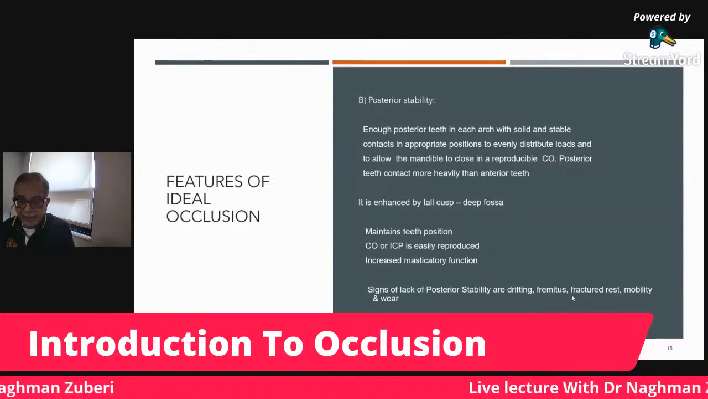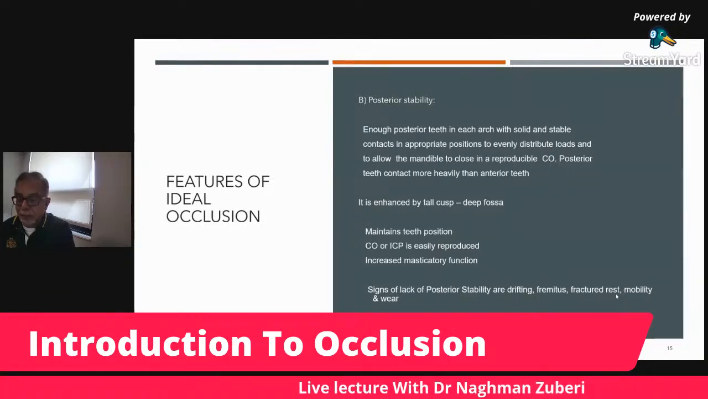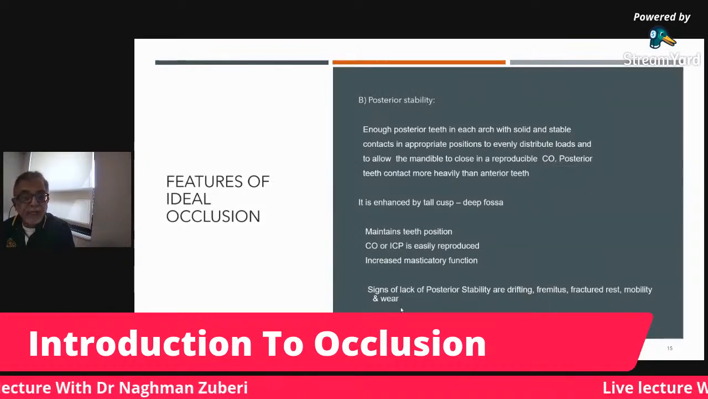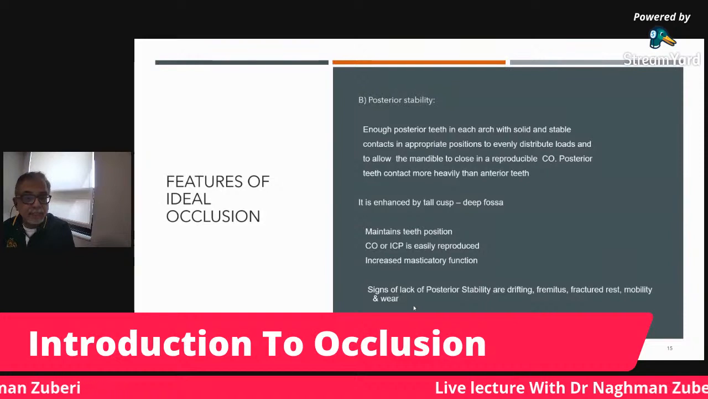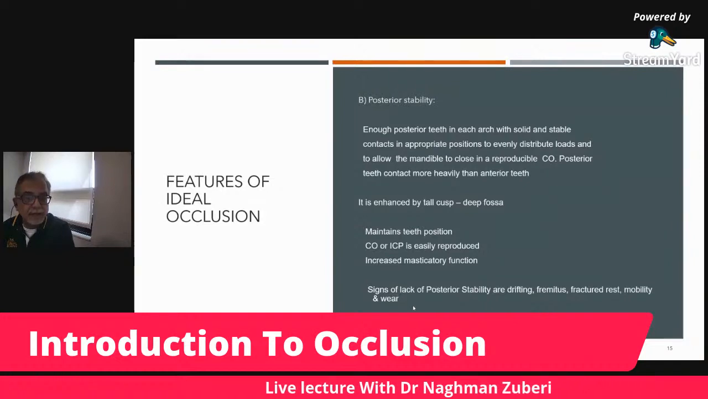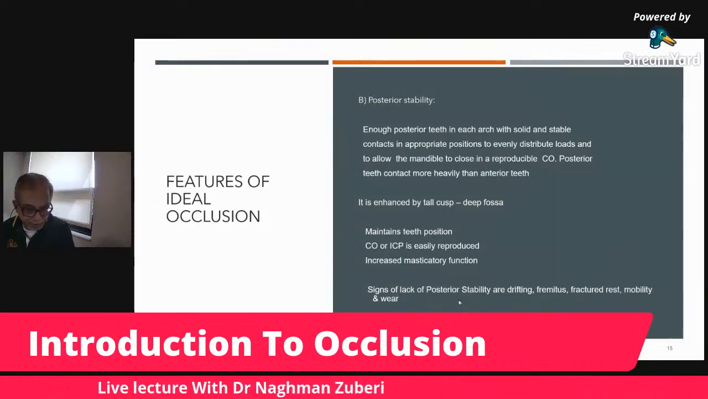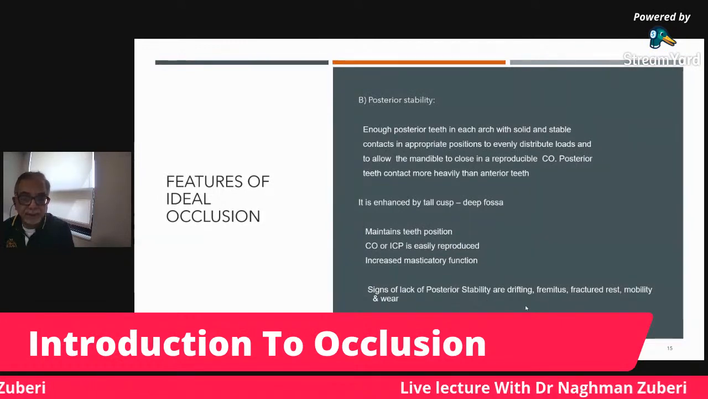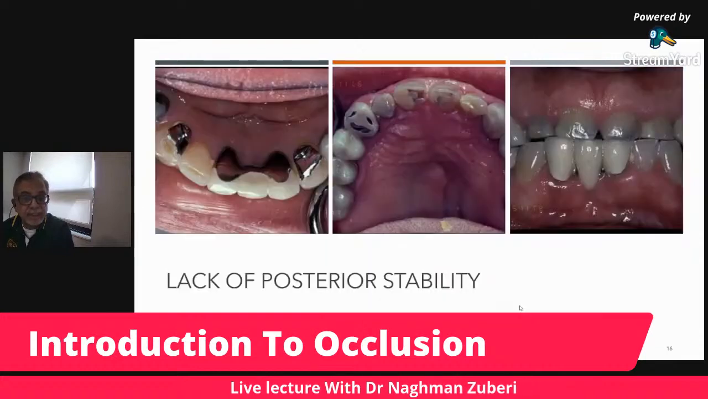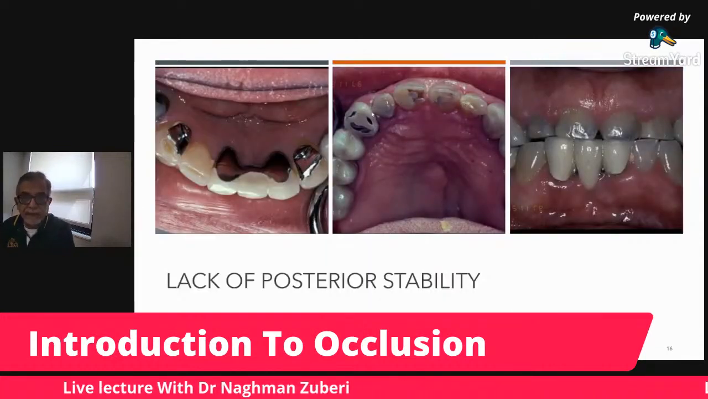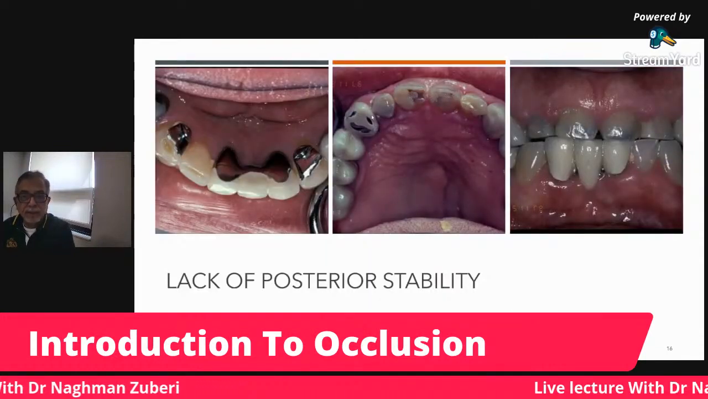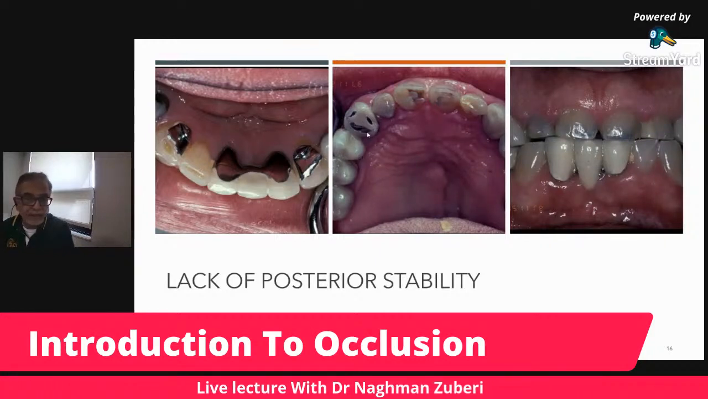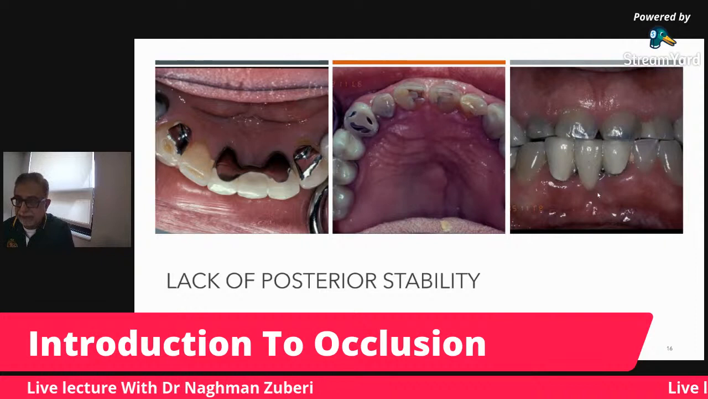That is called fremitus. Fractured restorations, mobility of the teeth, and wear facets you will see on the occlusal surfaces or incisal surfaces of the teeth. Those are the signs of posterior instability or lack of posterior stability. Like over here, you can see the restorations are fractured, you can see broken restorations, wear facets, etc.